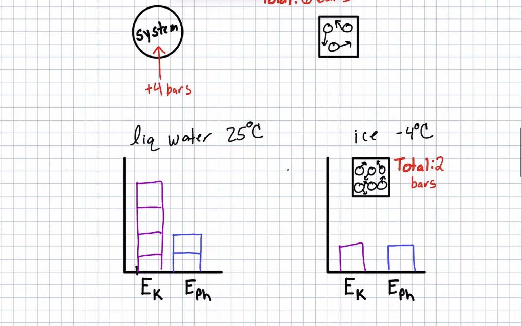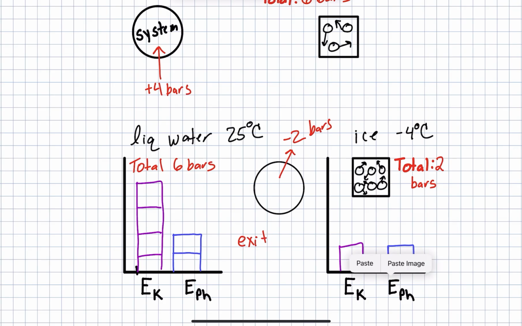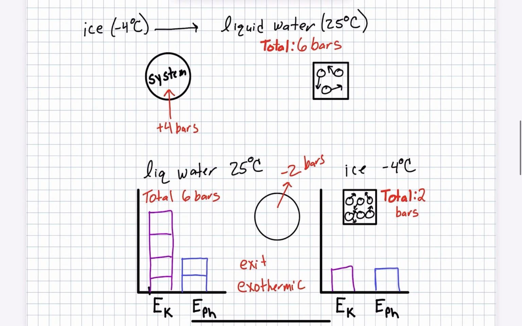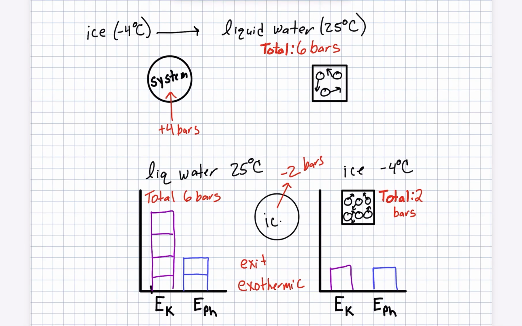And so in this case, now when I look at my total energy, I am starting with 6 bars and I'm ending with 2 bars. So that means that energy left my system. Exiting the system means it's exothermic. The last thing that I forgot to do is, up above I said system. Well, my system can be more specific. So here my system is going to be ice.